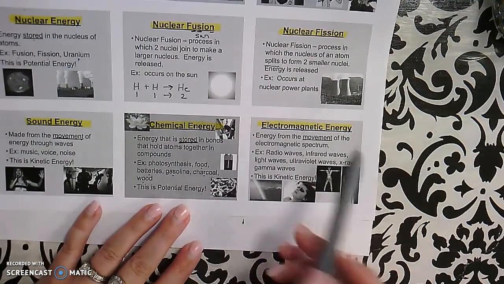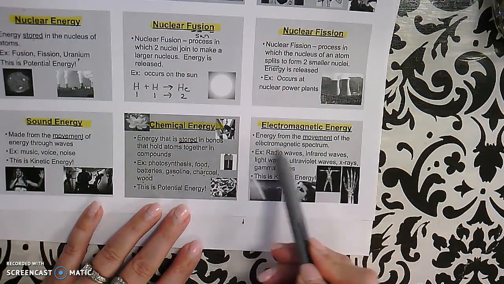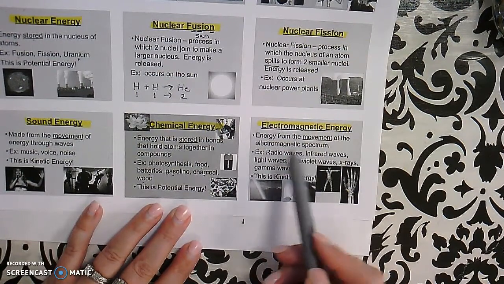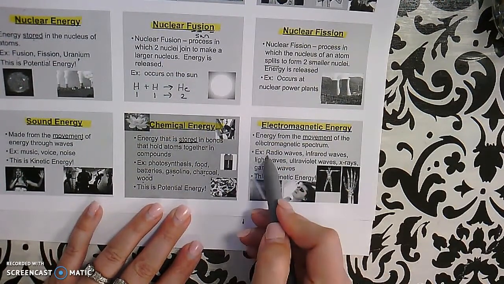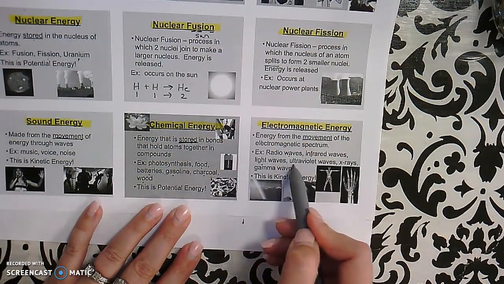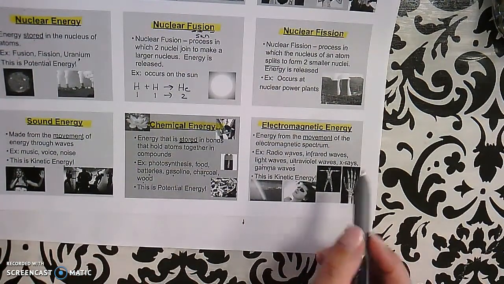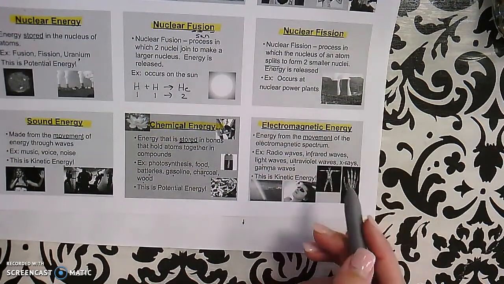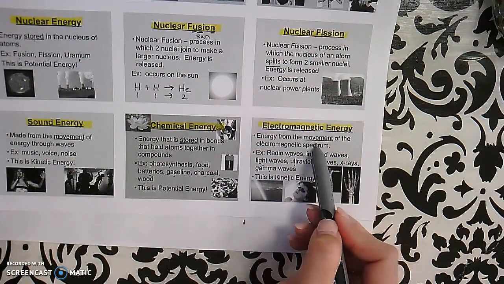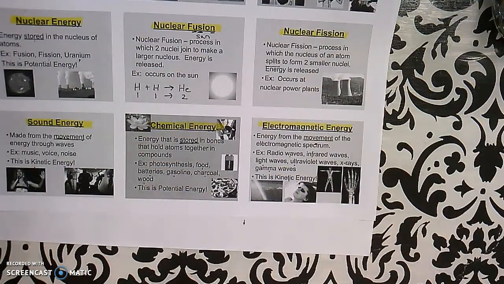And last, we have electromagnetic energy, which is energy from the movement of the electromagnetic spectrum. And the electromagnetic spectrum has 7 parts to it, and those are radio waves, microwaves, infrared waves, light waves, ultraviolet, X-rays, gamma rays, and all of those are part of the electromagnetic spectrum, and this is kinetic energy because it also has movement of particles. So we're going to do a little bit of practice with that.